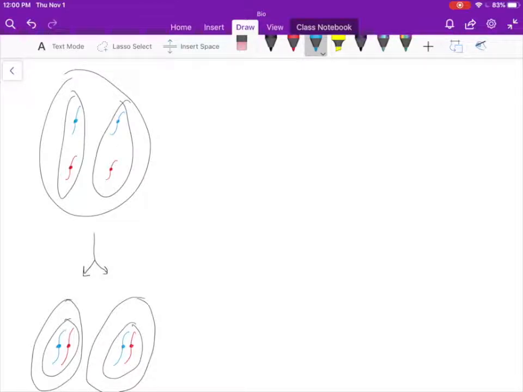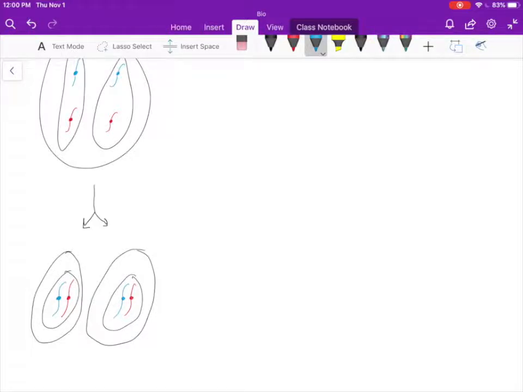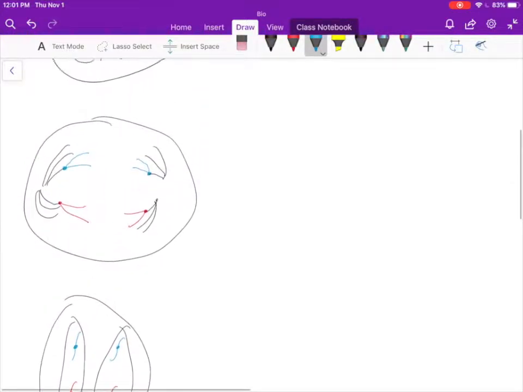And then in telophase, the spindles dissolve, the nuclear envelope reforms, and cytokinesis begins. Cytokinesis is when the cell physically separates into two parts, and that is mitosis.